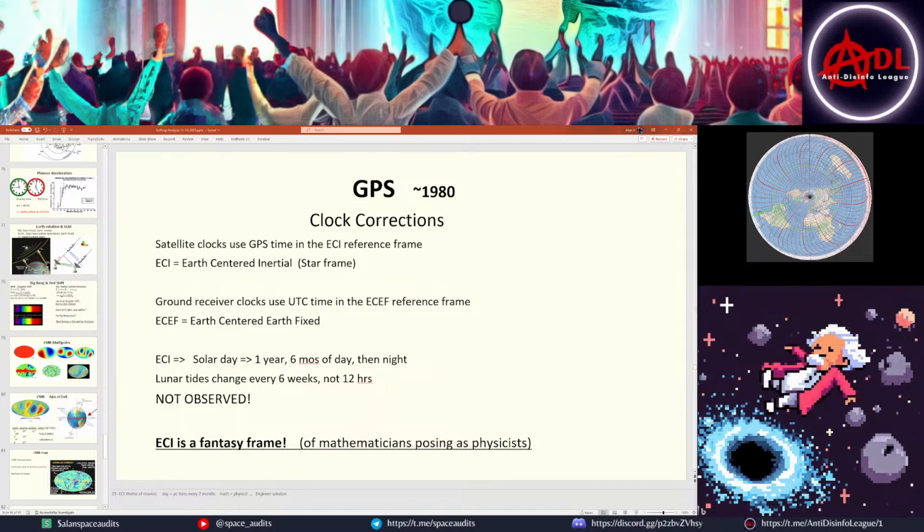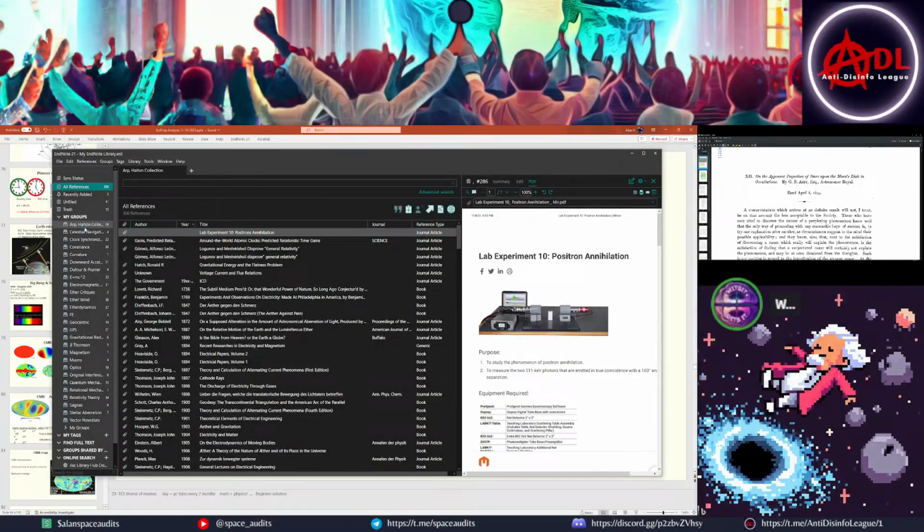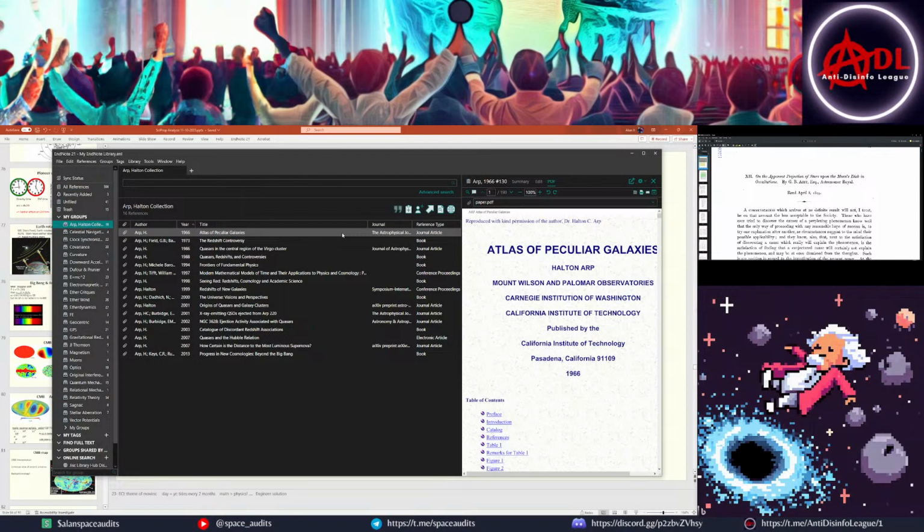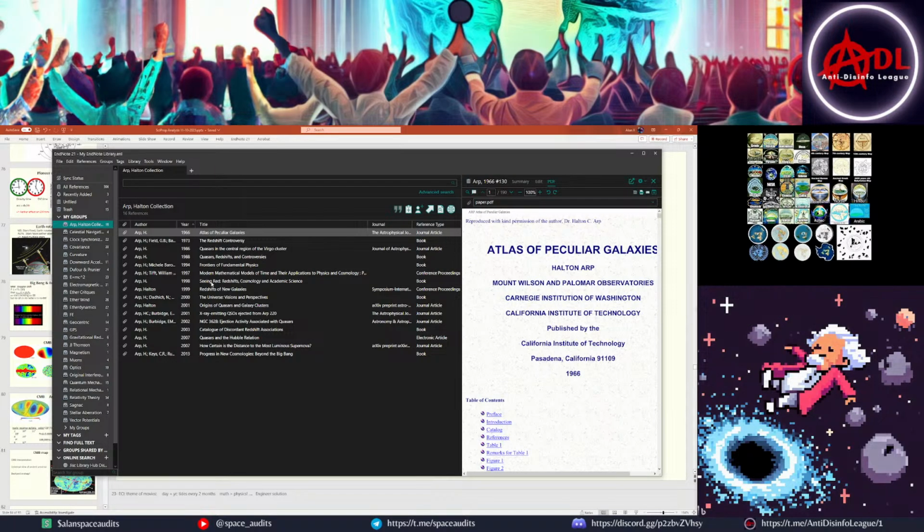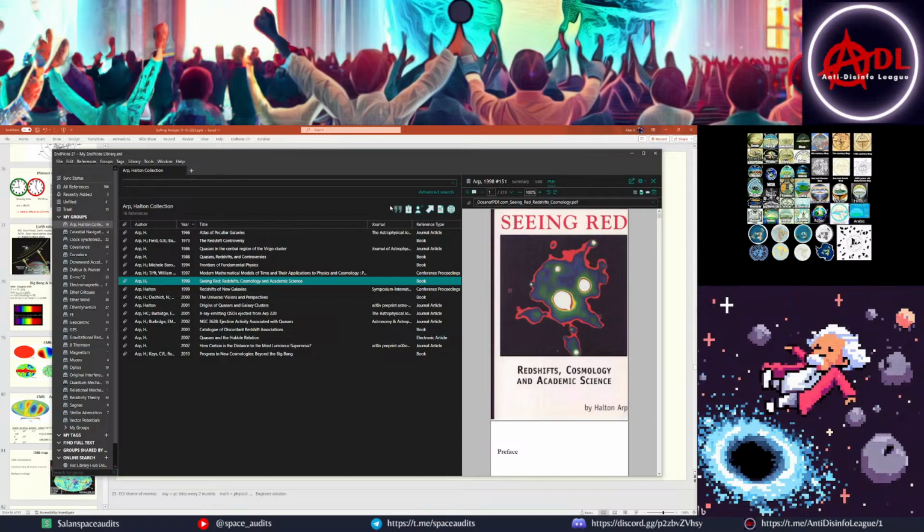Yeah, it's crazy, man. Seeing red. It's crazy because he was revered before that. Good astronomer. Yeah, he made an epic catalog of galaxies that was revolutionary at the time.